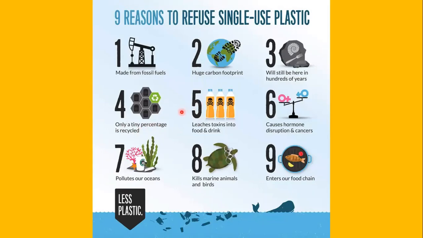Number 5, leaches toxins into food and drink. You probably didn't know that, but plastic contaminates or pollutes your drinks and food. So it's better you save food in glass recipients or carton or paper or ceramic, but never save your food in plastic, in the refrigerator or in your kitchen or in your room. Whatever you save food, don't do it in plastic, okay? It's going to pollute your food or drinks.